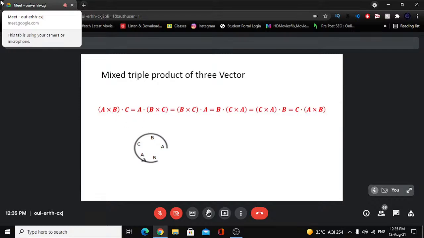Now, one interesting thing is this: if we move in this order and place B cross C dot A, then B dot C cross A, this result is equal to the previous result we have worked out. So in this manner, we get 6 relations of equality. B cross C dot A is B dot C cross A, C cross A dot B is C dot A cross B. So simply swap the dot and cross, and you get the result. Any of this form can be used in the analysis.